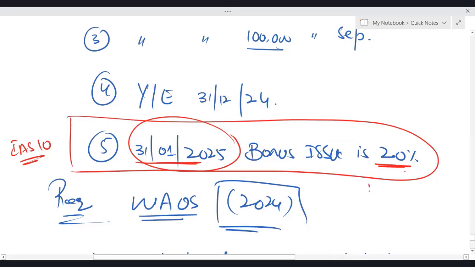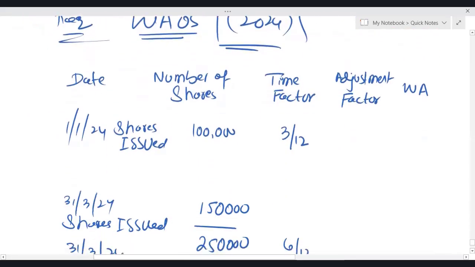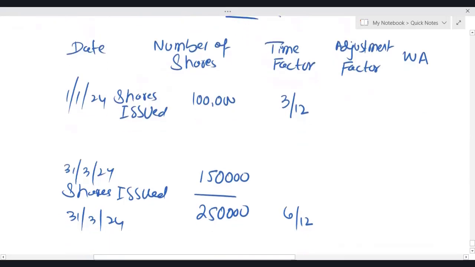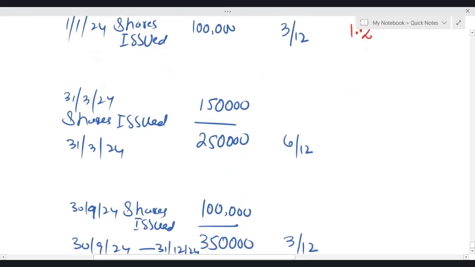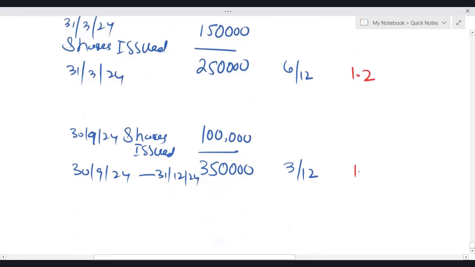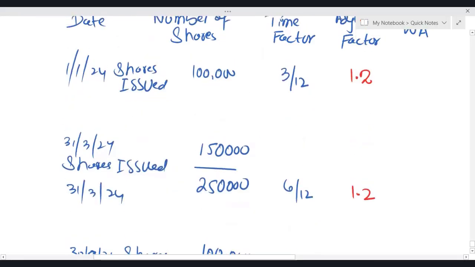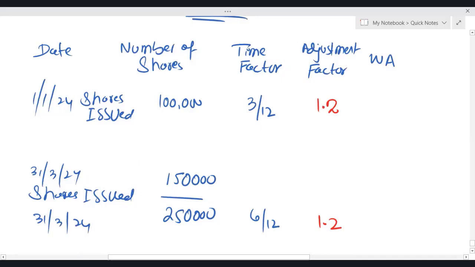So 20% is the bonus issue, so the bonus factor is 1.2. And this 1.2 is applicable on all those shares that are before the bonus. Let me repeat: according to IAS 10, if there's a bonus issue after the reporting date, before the authorization of financial statements, it is an adjusting event. So you have to adjust the previous year weighted average ordinary shares. How? All those shares before the bonus, the adjustment factor is applicable on them. So 1.2 is coming here, as well as here, as well as here.